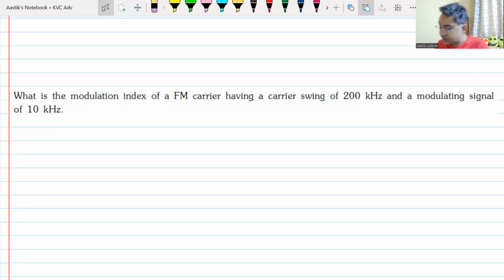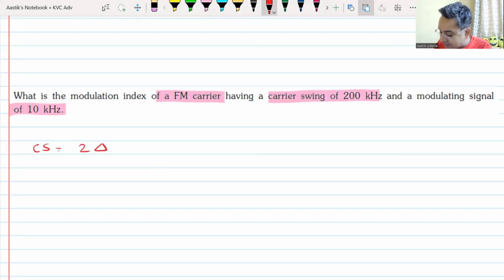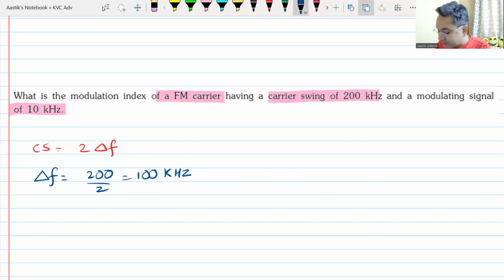Then we move on to this question. What is the modulation index of a FM carrier where the carrier swing is 200 kilohertz and the modulating signal is 10 kilohertz? How do we solve a question if it comes like this? Carrier swing is 2 times the maximum deviation. Do we know this? We have just noted it down. So from there you can get the deviation. Deviation will be 200 divided by 2, that will be equal to 100 kilohertz. Do we understand what I have done here?